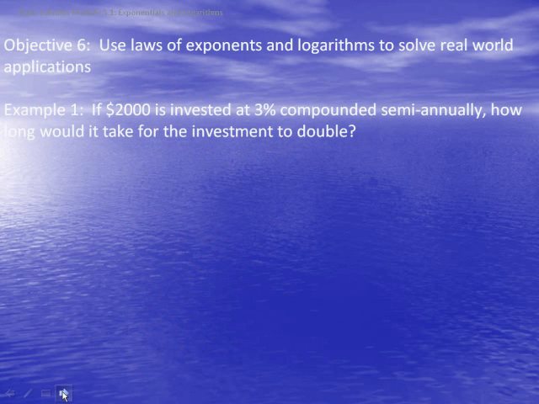Objective 6. Use laws of exponents and logarithms to solve real-world applications. Example 1. If $2,000 is invested at 3% compounded semi-annually, how long would it take for the investment to double? The normal formula for compound interest would be A is equal to P times 1 plus r to the nth power, where A is the amount at the end, P is the principal, r is the rate per period, and n is the number of times that it is compounded.